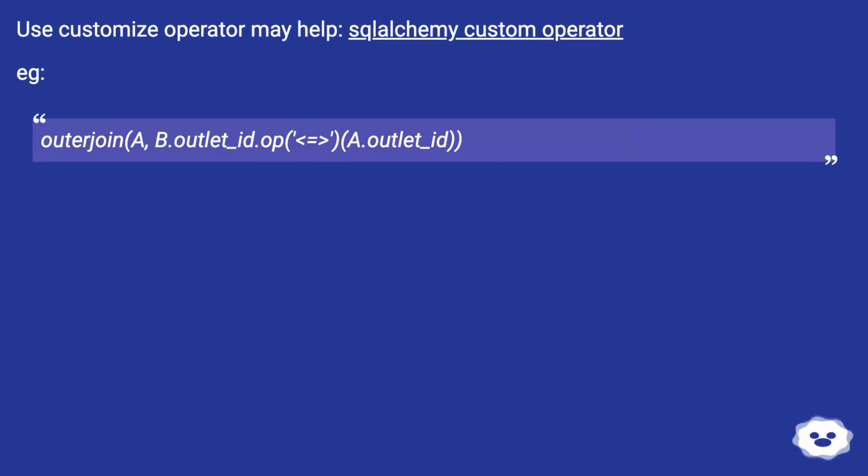Using a custom operator may help. SQLAlchemy custom operator, e.g. outerjoin a, b.outlet_id.op equals a.outlet_id.